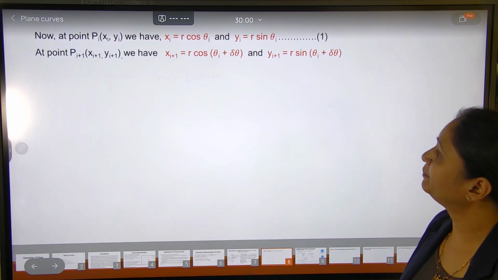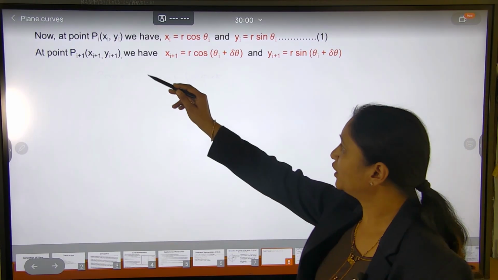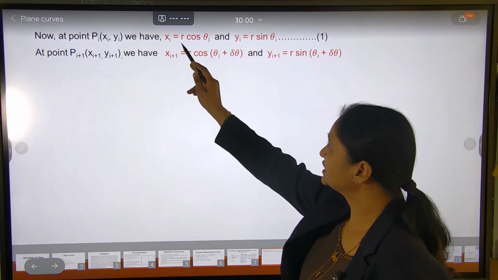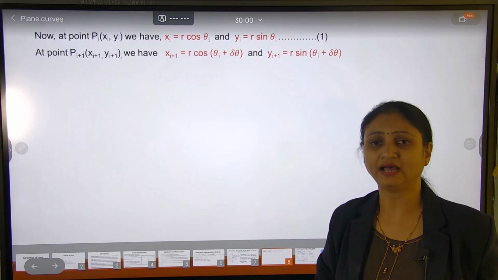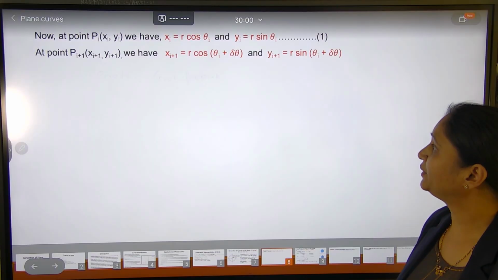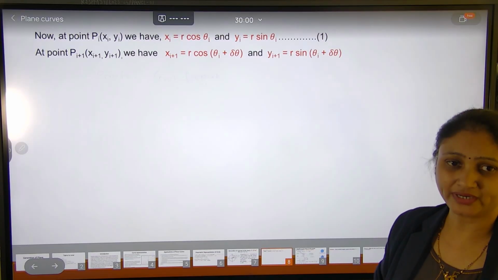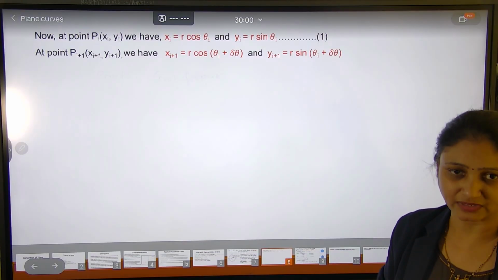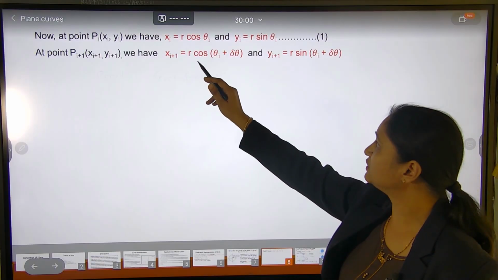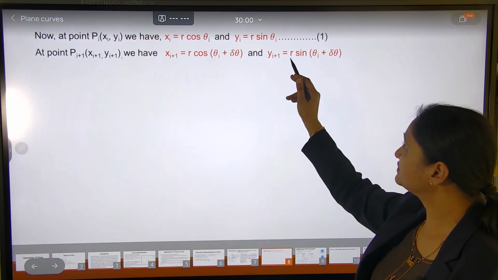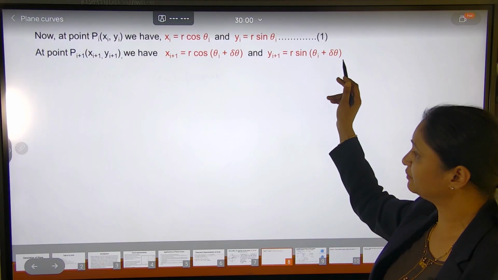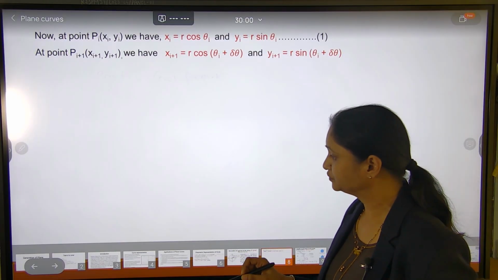So at the point Pi, whose coordinates are xi, yi, we have xi is equal to r cos theta I and yi is equal to r sin theta I. And at the point Pi plus 1, whose coordinates are xi plus 1, yi plus 1, we have xi plus 1 is equal to r cos theta I plus delta theta and yi plus 1 is equal to r sin theta I plus delta theta.